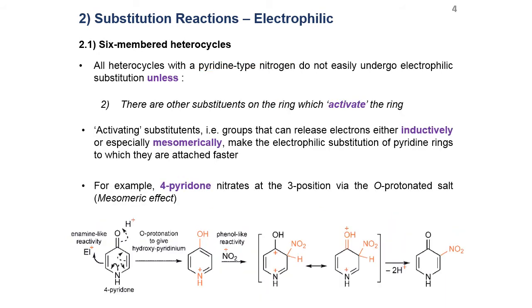Another exception is when your ring system has some substituents that can activate the ring. The term activation means that these are electron donating groups that can release electrons into the ring, either by inductive effects or mesomeric effects. By the way, make sure that you understand these two terms. Inductive means that it gives electrons through sigma bonds, and mesomeric means that it gives electrons through a pi conjugation system.